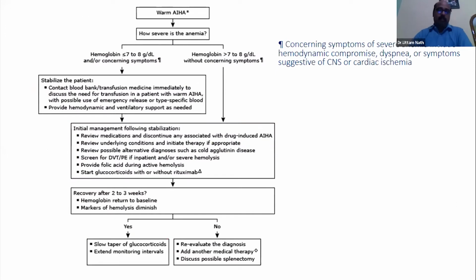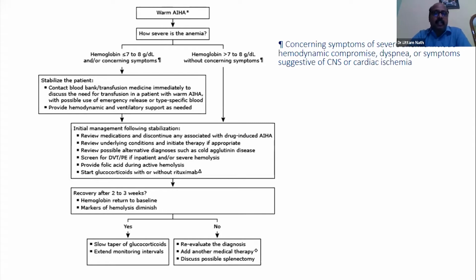Now again, this is a brief algorithm of how to approach a suspected warm AIHA patient. We have to see how severe the anemia is. If the anemia is severe and there are symptoms like hemodynamic compromise, severe breathlessness, or symptoms of cerebral or cardiac ischemia, then we have to manage the patient on an emergency basis, which consists of urgent red blood cell transfusion.